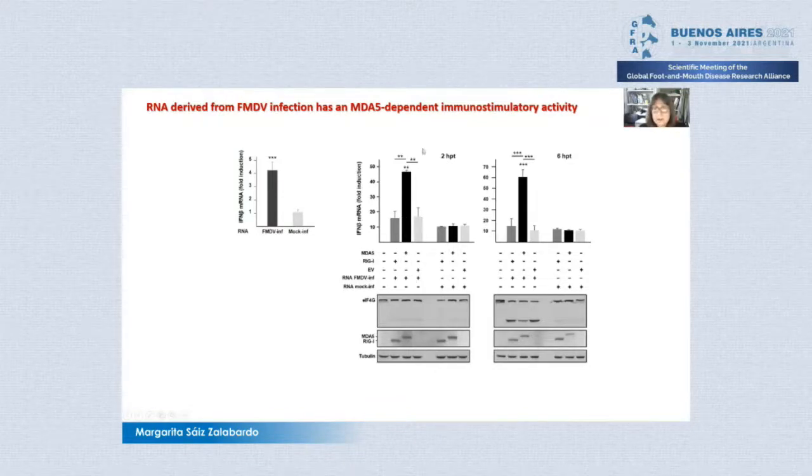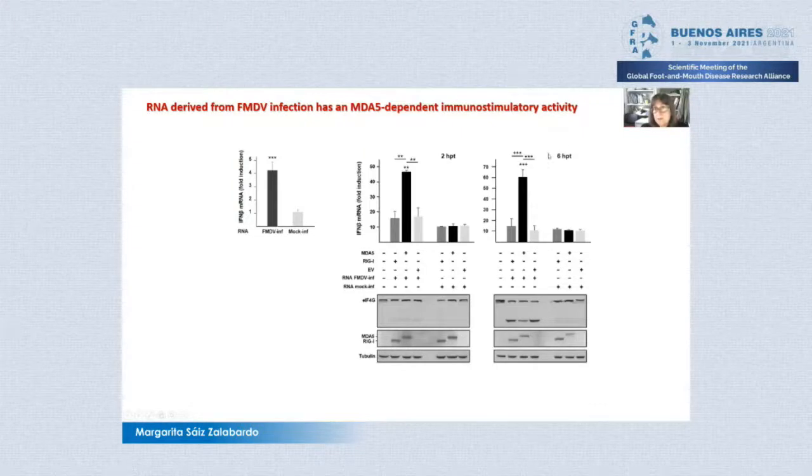And then we transfected this RNA, from infected or mock-infected cells, together with MDA5, RIG-I, or an empty vector. And as you see here, at 2 hours after transfection, the only significant increase in interferon beta mRNA induction occurred when MDA5 was co-expressed with RNA from FMDV-infected cells. In this case, this is the result of the input RNA transfected, as there's no sign of cleavage of eIF4G, which is very early upon infection.